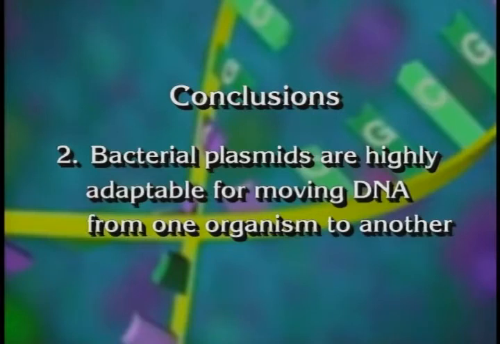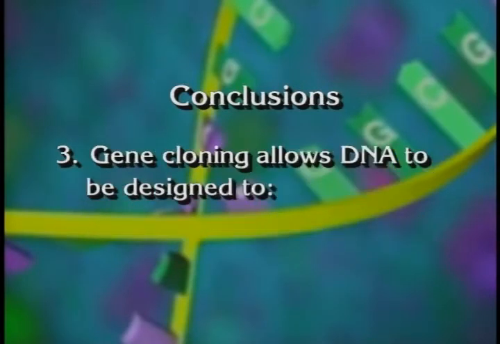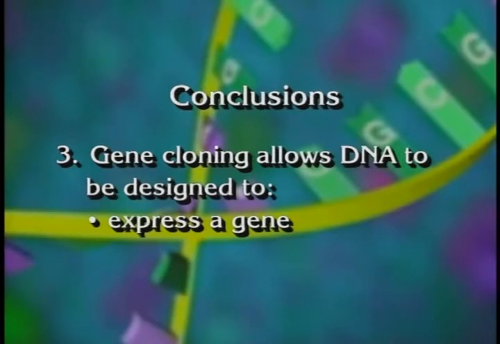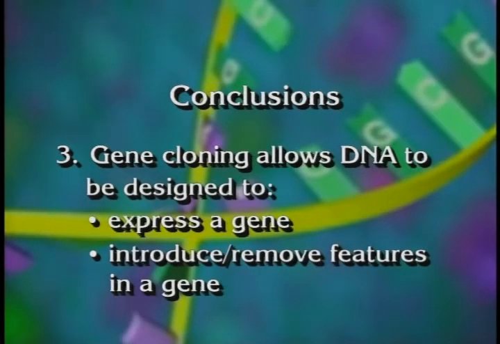The bacterial plasmids are very highly adaptable. So bacterial plasmids and small circular molecules of DNA from other organisms that can be manipulated are the most useful ways to move DNA around from one organism to another. So gene cloning has enabled scientists to go in and take DNA and basically design it as they see appropriate, whether it's to express a gene, to introduce new features, or to make deletions or remove genes. Bacteria, like the E. coli we've used, are the most popular, but it's important to keep in mind, as I've already mentioned, that many other microorganisms, and actually many higher multicellular organisms, have also been used to engineer with gene therapy, genetic engineering.